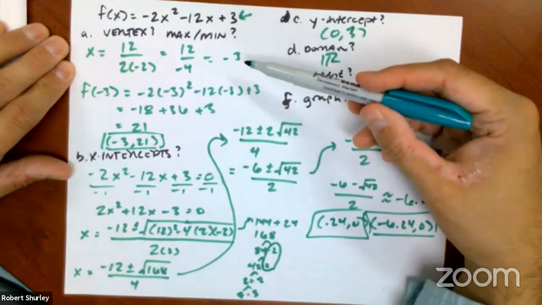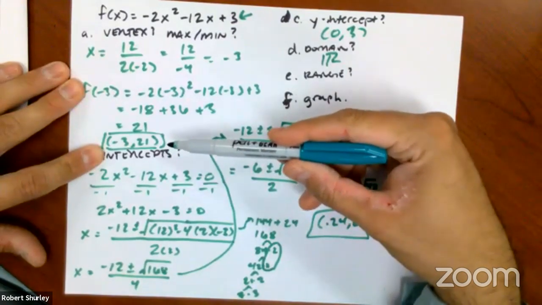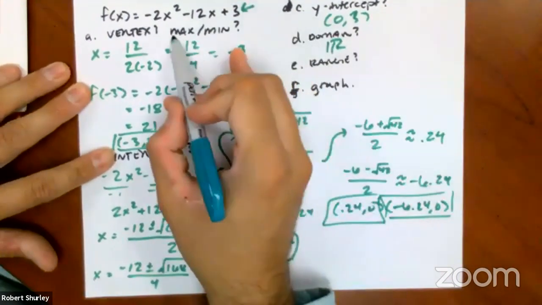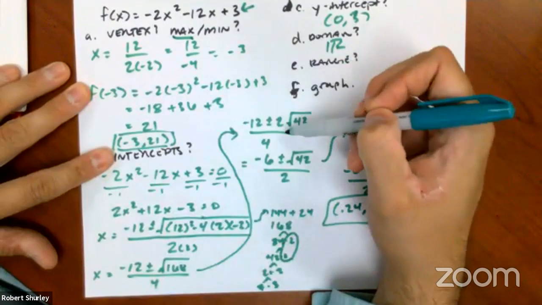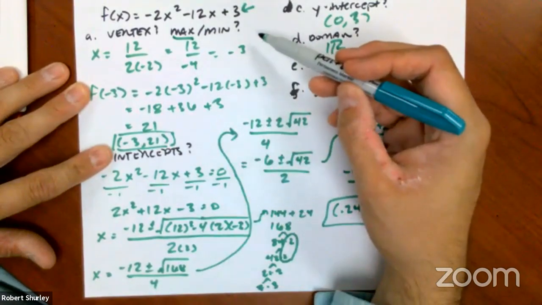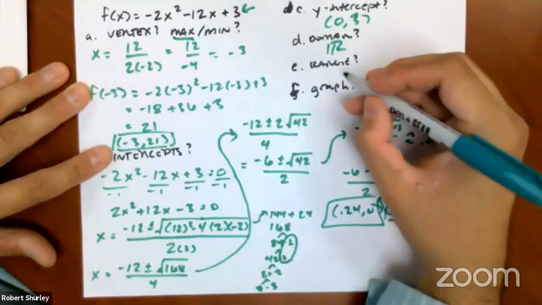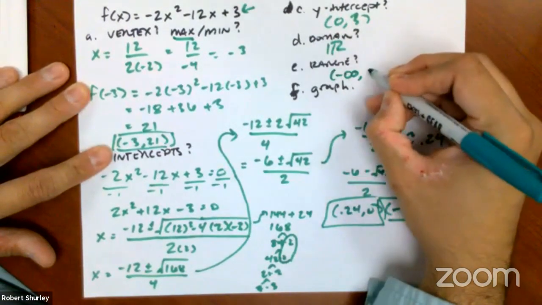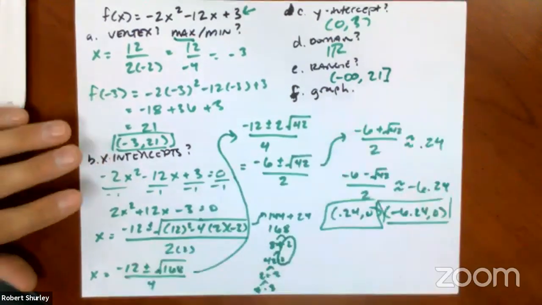This negative 3, 21 is a maximum, right? Because it's going to go up and then down. So therefore, the max we're going to go up to is 21, but we're going to go down forever. So it's negative infinity to 21, right?